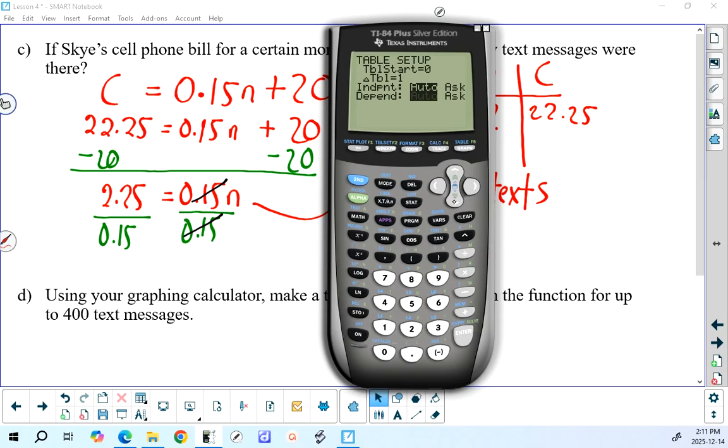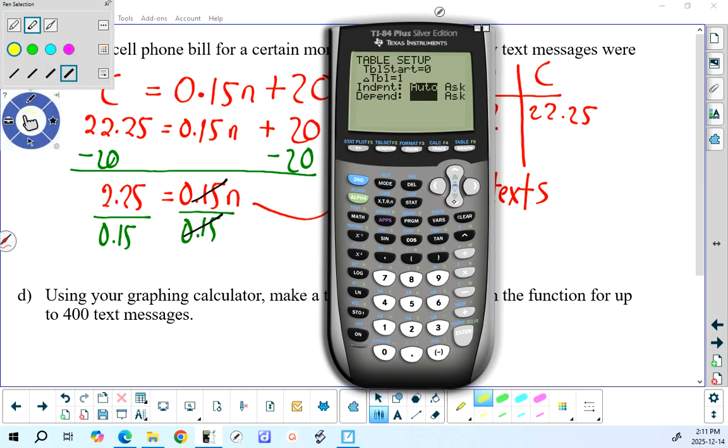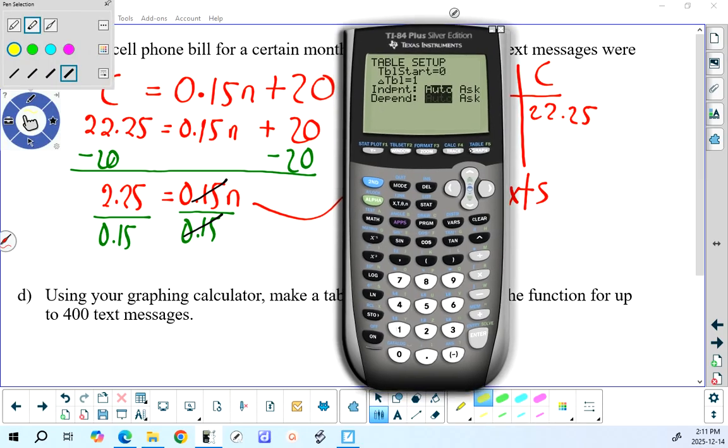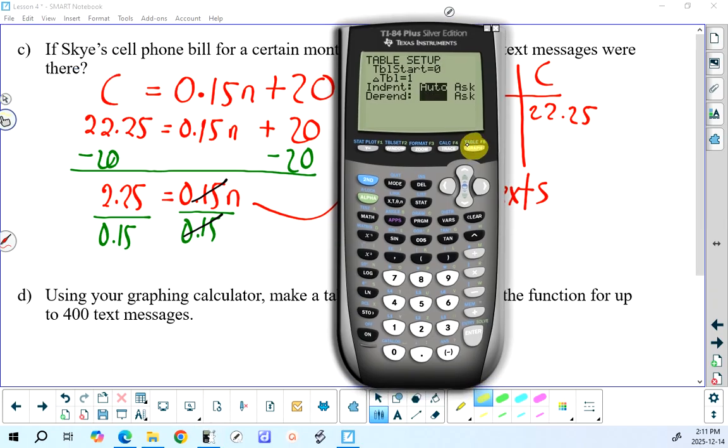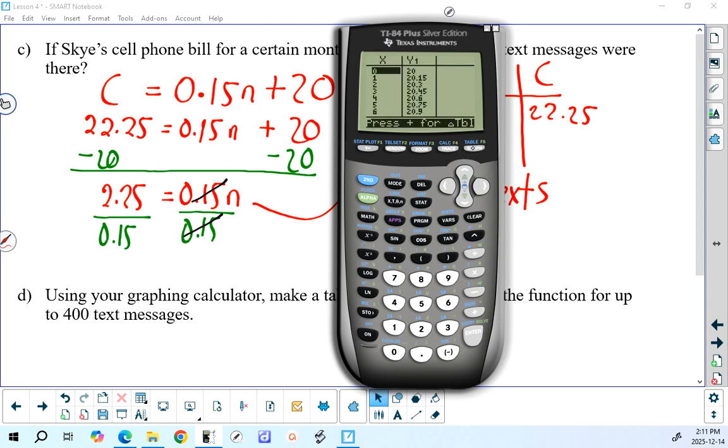And now what I would like you to do is notice that when you look at the graph key, the word above graph is table. And that word on my calculator is in blue. So I'm going to hit the blue key, which is the second key, and then table. And there is my automatically generated table.